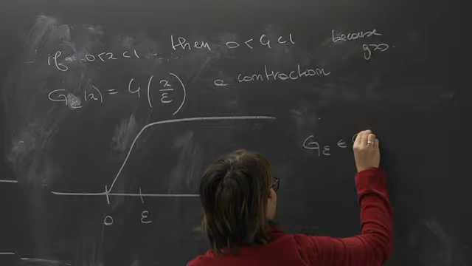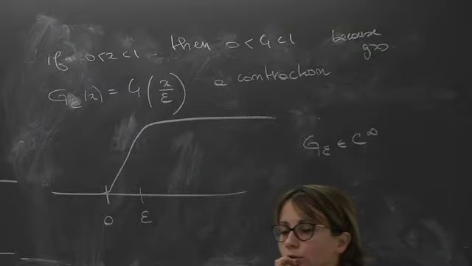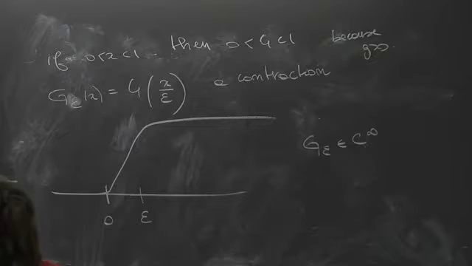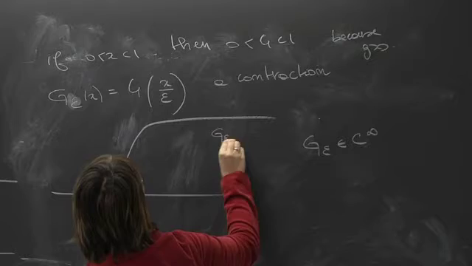Okay. The first graph is for capital G. And this is for g epsilon, okay? See, the only thing that changes is this part, this transition.